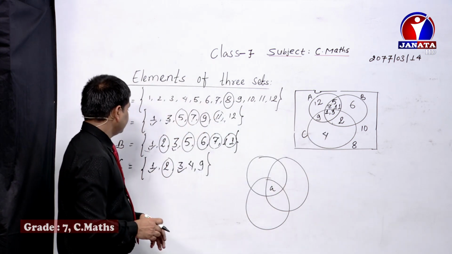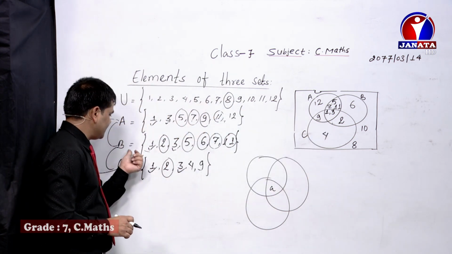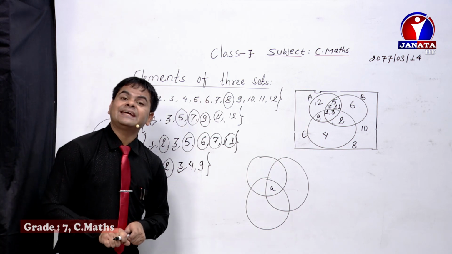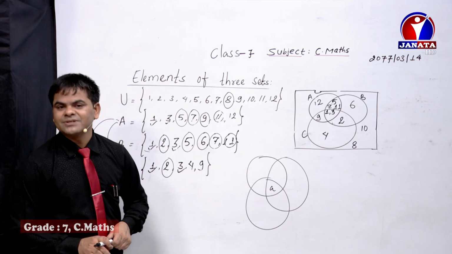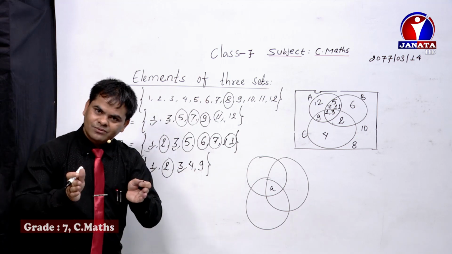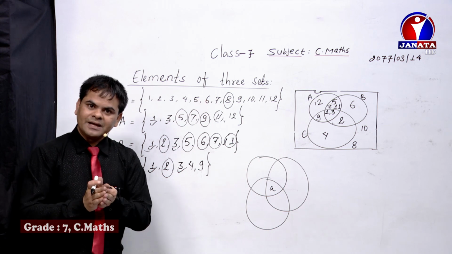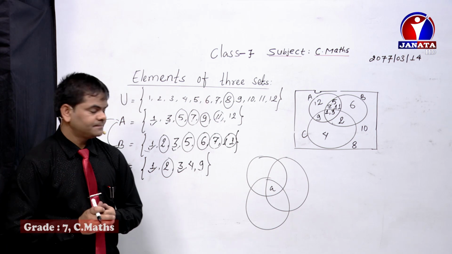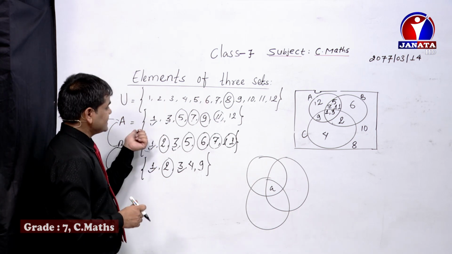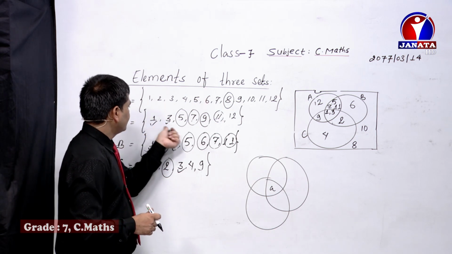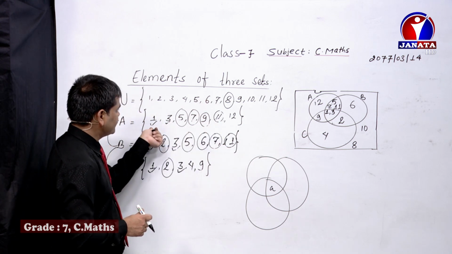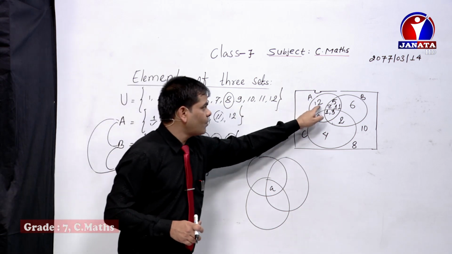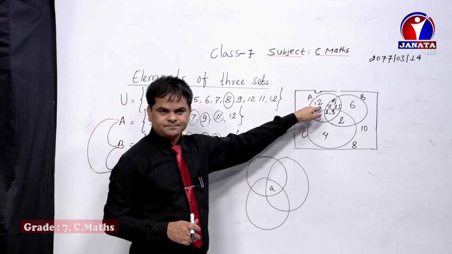Now after plotting the information of intersections of AB, BC and AC, now is the turn of looking at the remaining elements of the individual sets. That means we need to clear the remaining elements of set A, the remaining elements of set B and similarly of C. Now if you see in set A, the only element which remains to be kept, after ticking all these elements, is 12. So 12 will come in the place of only set A.